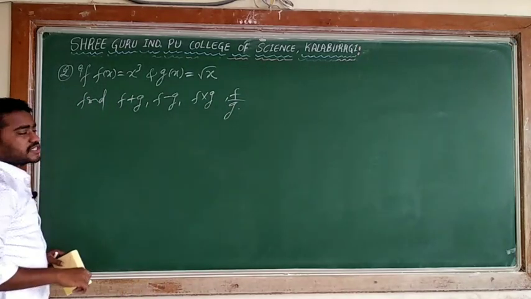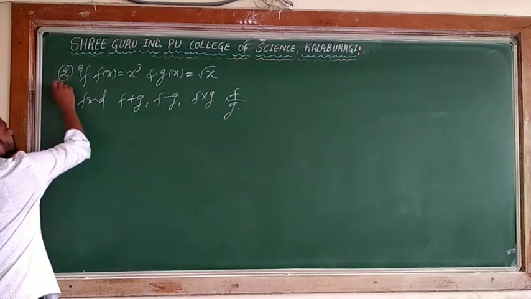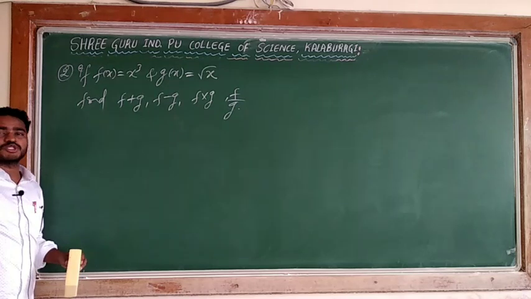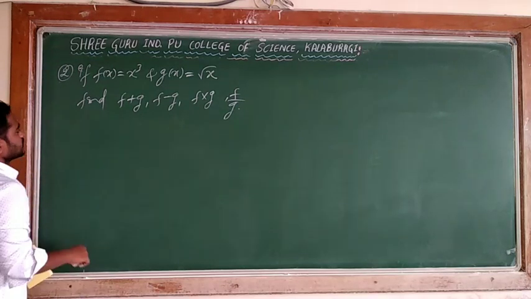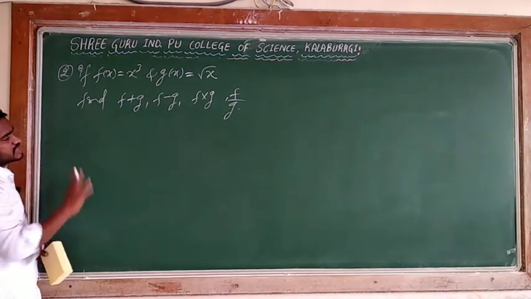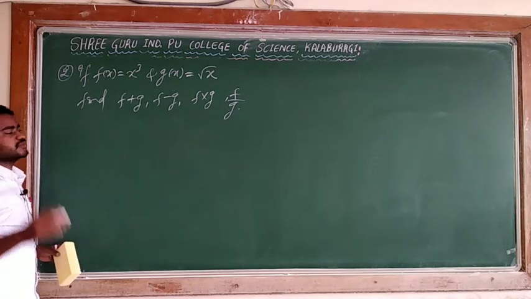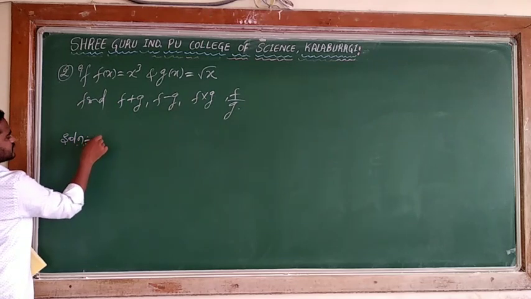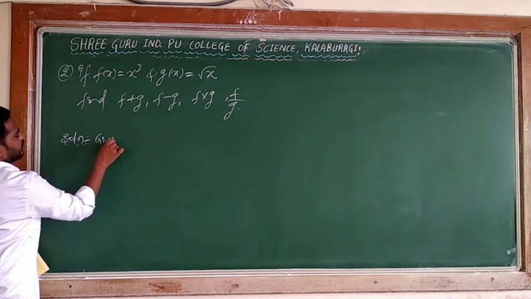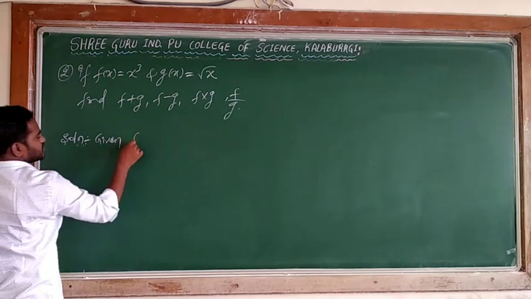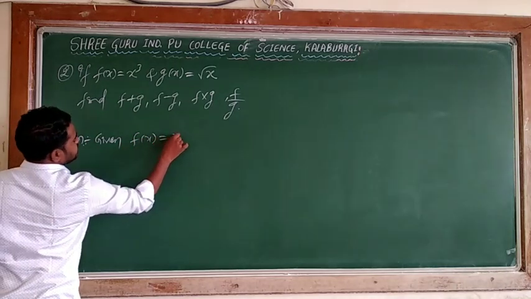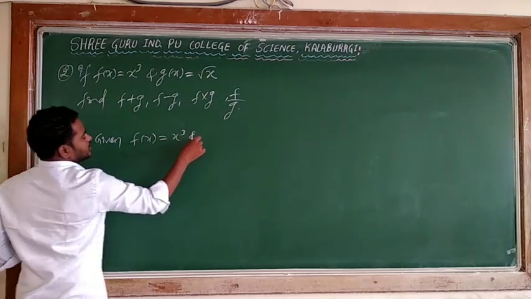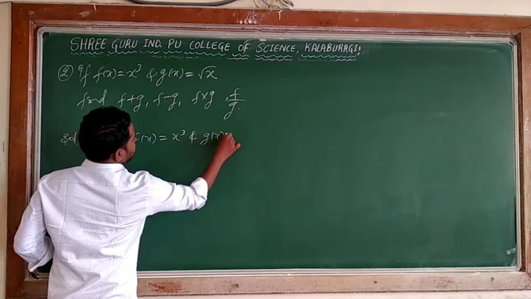Sometimes you will get a 2 marks or 3 marks question. This type of problem you will get in the examination for 2 marks or 3 marks. So if it is all these addition, subtraction, multiplication, division, you will get a 3 marks question. The solution is very simple; following this one you can do it. What is f of x? f of x is x cube, and what is g of x? g of x is root x.